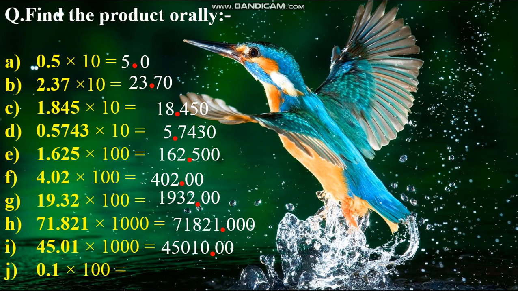0.1 into 100. So that will be after 2 digits. But we have only 1 digit after the decimal. So we will take 0 over there. Okay. So the answer will be 10.